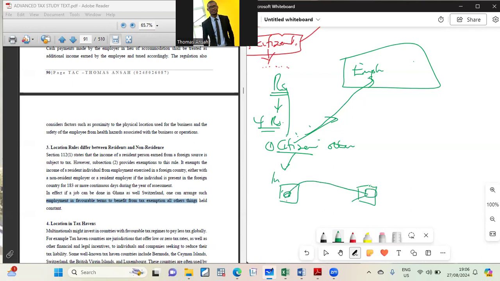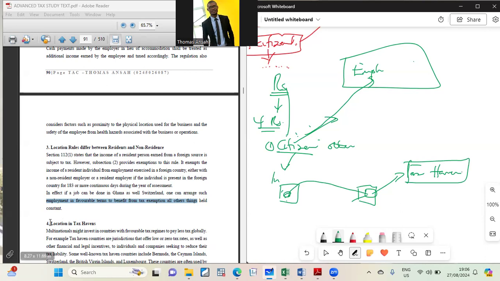The question is, but say you also maybe pay tax to Switzerland. That is not the focus of tax planning. We are looking at Ghana in context. Switzerland is a tax haven country, so the tax may be low. It's a tax haven country.